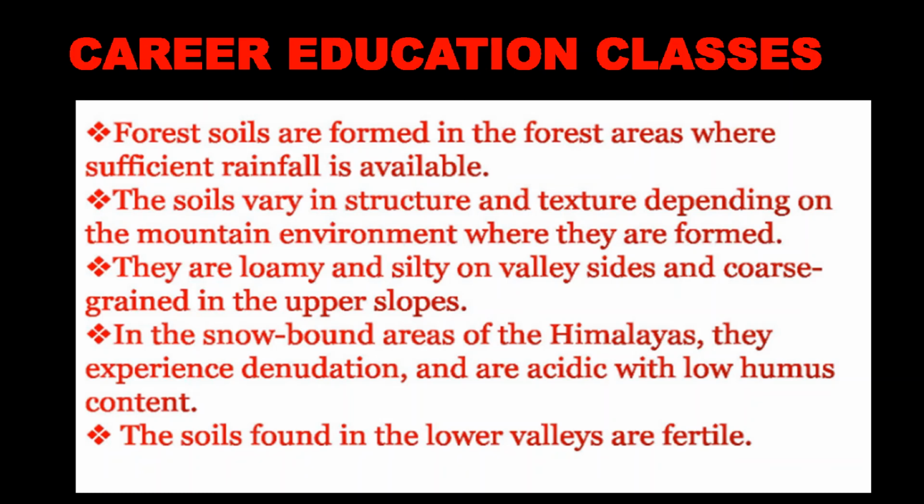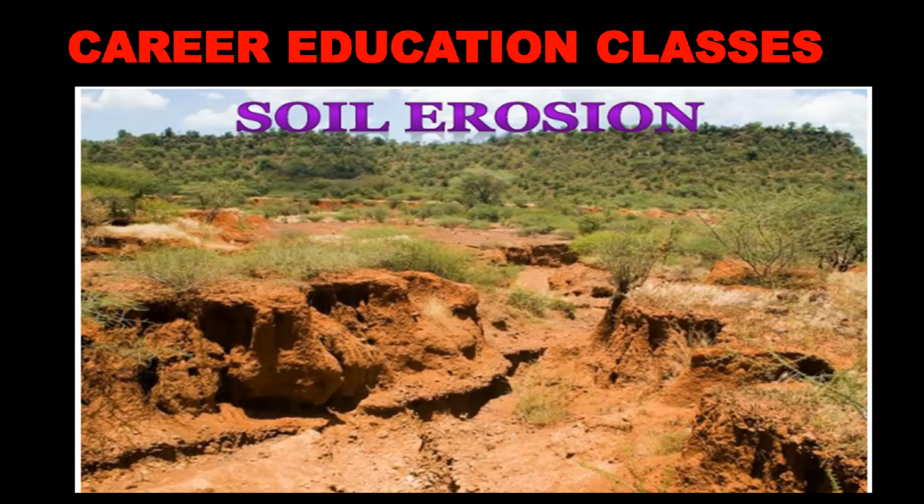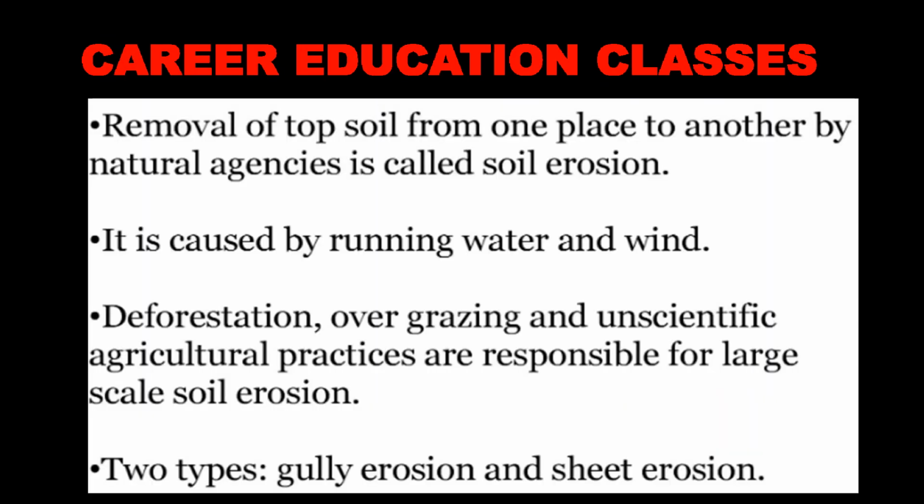Now we move to another topic, which is called soil erosion. Removal of topsoil from one place to another by natural agencies is called soil erosion. It is caused by running water and wind. It is also caused by deforestation, overgrazing and unscientific agricultural practices. Two types of soil erosion are seen. One is gully erosion and one is sheet erosion.